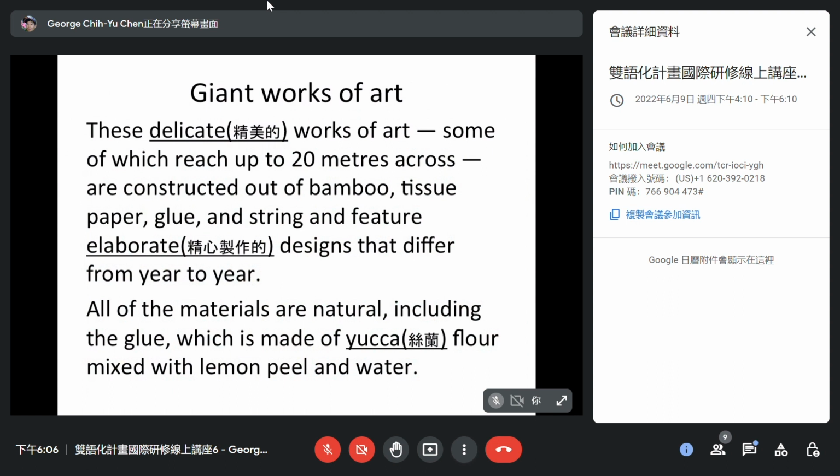All of the materials are natural, including the glue. And the glue is made of yucca flower mixed with lemon peel and the water. So when the celebration is over, all these things are organic, and they could be either recycled or could be decomposed. 自己会在环境中腐败. So when you go to this celebration, you feel these people are very environmentally friendly.